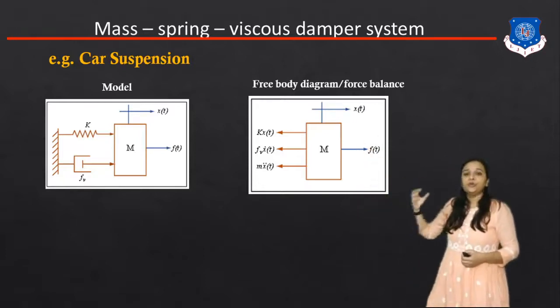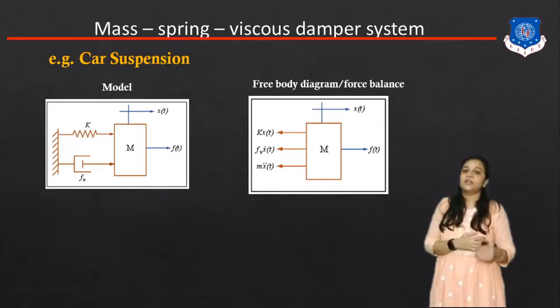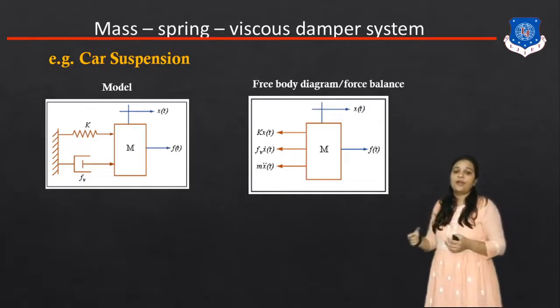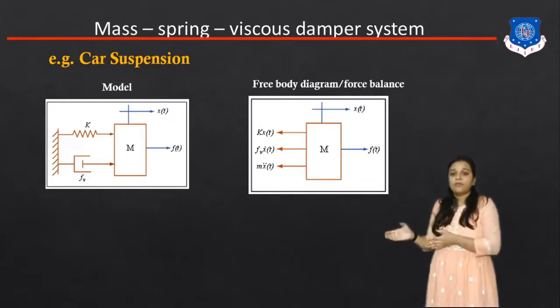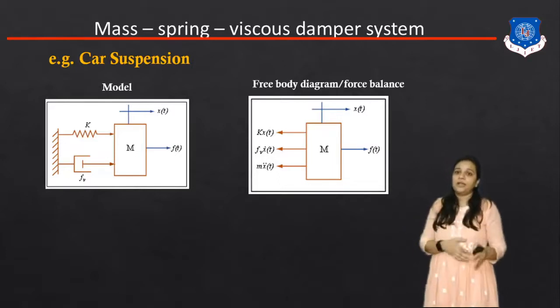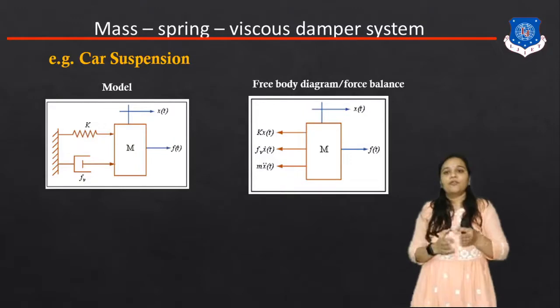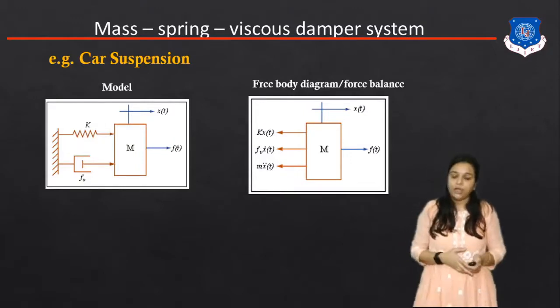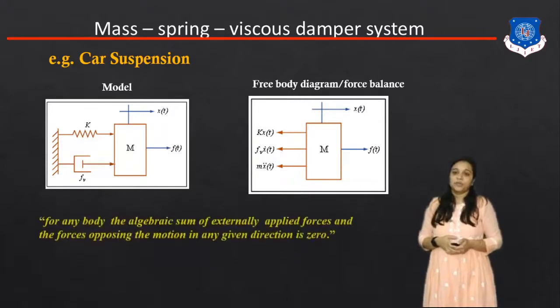Now whenever you write down the equation of mass with respect to force, you have to write it like this: M x double dot of t, plus F, that is called the friction, so F into x dot of t, plus K x of t, that is equal to whatever force is applied, F of t. Okay, and x of t is the final displacement.